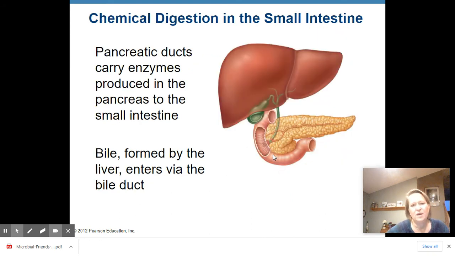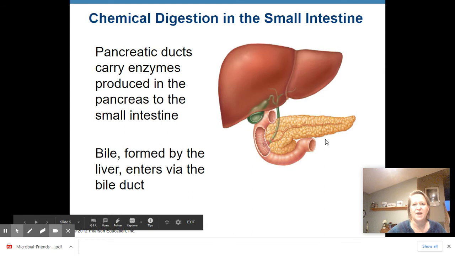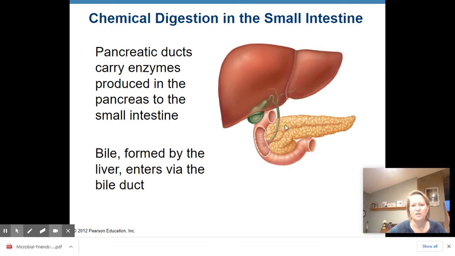So the main producers of the enzymes that are going to be affecting the small intestine digestion are the pancreas and the liver. So this is the pancreas right here, and this is the first part of the small intestine called the duodenum or the duodenum. You can see that hole right there. It is bringing in enzymes from the liver through this duct and through the pancreatic duct. So bile is formed by the liver, and then it enters going through this bile duct right here.